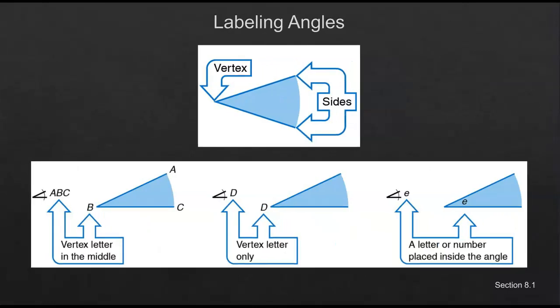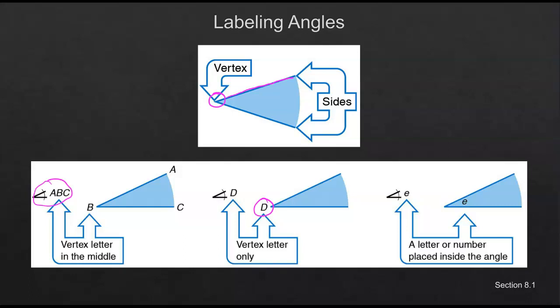When we're labeling angles, we need to understand how to do that. If you look at this part, this is called the vertex, and of course these are the sides of the angle on each side there. We can name an angle with the letter in the middle, like this. So that would say angle ABC. We can also name it with just this letter, angle D.